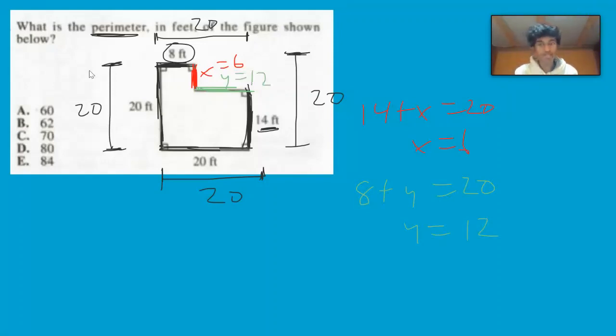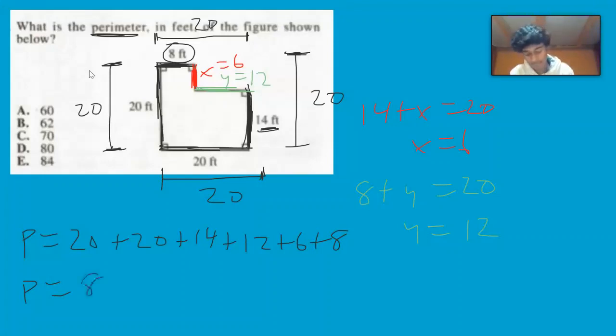So now we know the lengths of all of our sides. So we can just add them up to find the perimeter. The perimeter is just equal to 20 plus 20 plus 14 plus 12 plus 6 plus 8. Right, and this is just equal to 40, 54, 66, 72, 80. Right, so the length of the total boundary of this figure is 80 feet. Our answer is D.